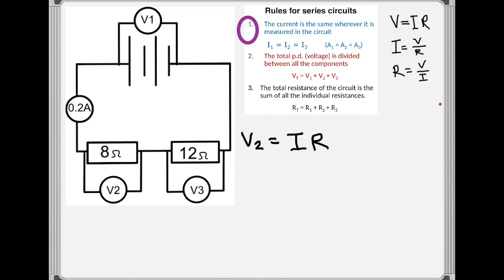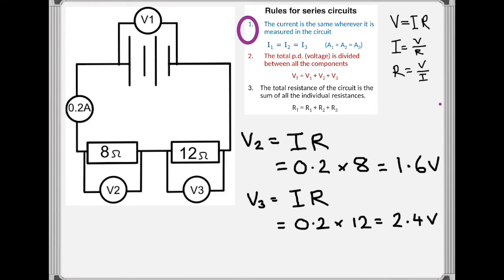I can solve for V2 because, as I've highlighted at the top there from our first rule, we know that the current running through those resistors is identical. It's a series circuit. Wherever you measure the current, it's the same. So I've got 0.2 amps running through the 8 ohm resistor. I've got 0.2 amps running through the 12 ohm resistor. So for solving my V2, I've got V2 equals IR, and I know those values. They are 0.2 and my resistance is 8. So my V2 is 1.6 volts. I can then go on to solve for V3 in the same way. So I've got 2.4 volts as my answer there. If I add them together, that means my reading on V1 is going to be 4 volts.